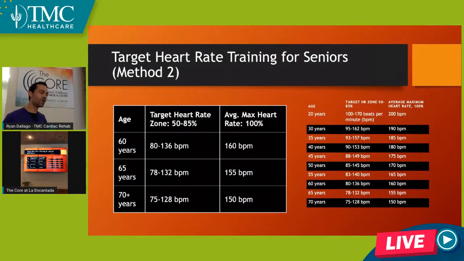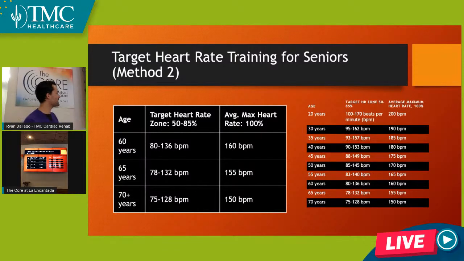Option number 2. I wanted to simplify everything. If it's too much, if you say, Ryan, you know what? 5 different zones, too much for me. This is your baby. I simplified it for you. Instead of 5 zones, this is going to be your heart rate training zones. At 60 years old, that's an average max heart rate of about 160. That equates to a zone of 80 to 136. The time duration of working out in that area, I'll explain a few slides later.